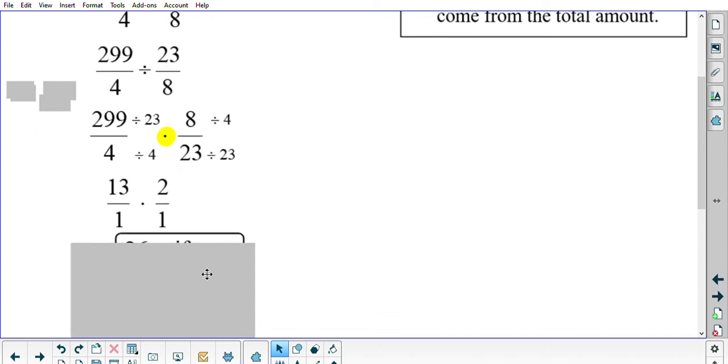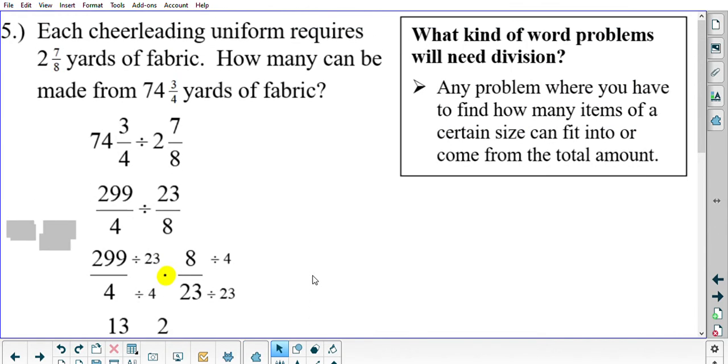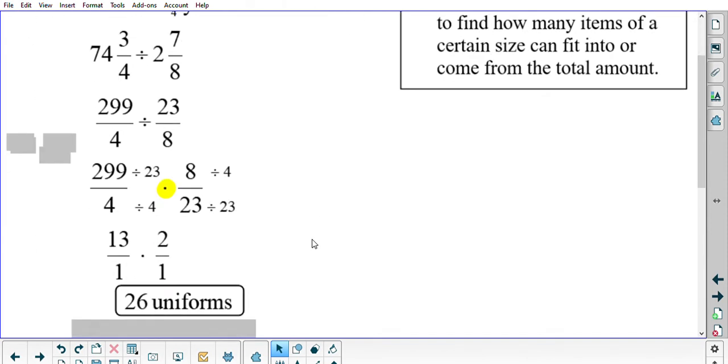Now we multiply and we get 26 over 1, which you should know anytime you have something over 1, where your denominator is 1, that's just going to be the same as a whole number. So 26 over 1 reduces to just 26. The final answer is 26 uniforms. Remember what the problem said. How many? What are they talking about? These cheerleader uniforms. So that's why the answer is 26 uniforms.